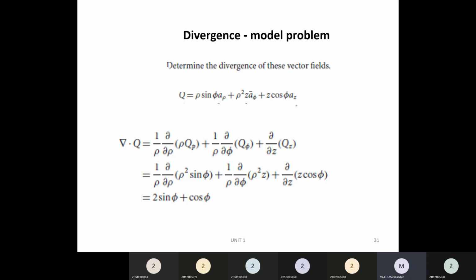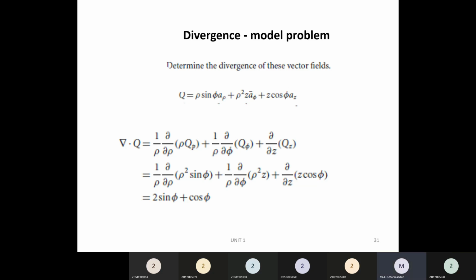Then it corresponds to a cylindrical coordinate system. So del dot Q, for a cylindrical coordinate system, what is the formula? We have to substitute the coefficients of Q rho, Q phi and Q z, and do the proper partial differentiation, and we will find the result.